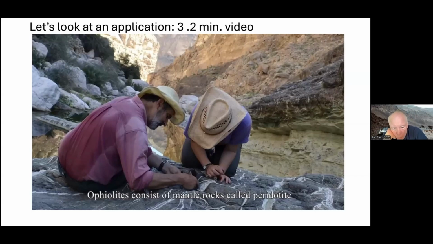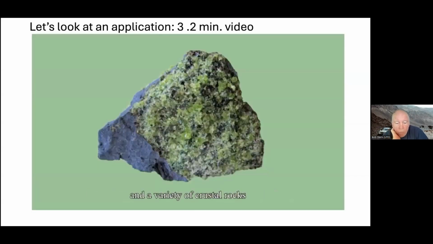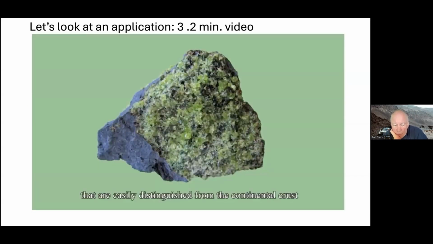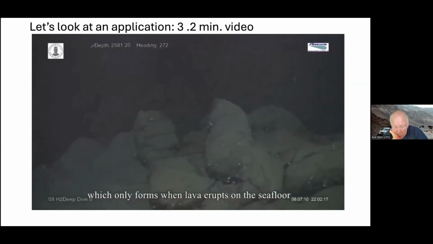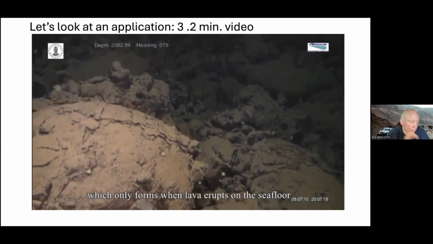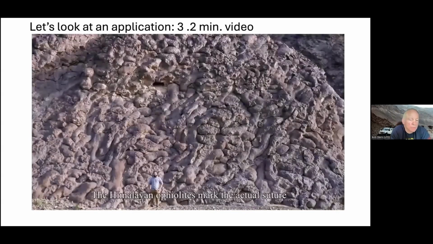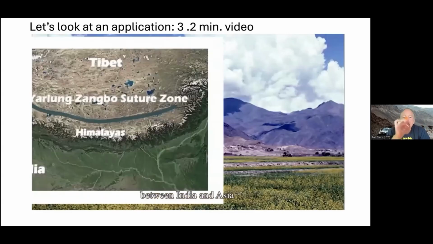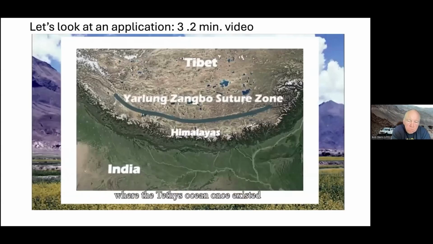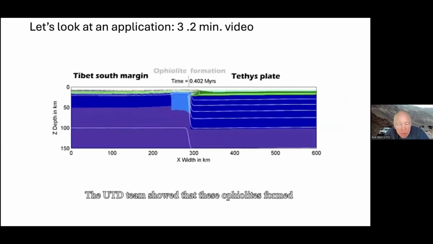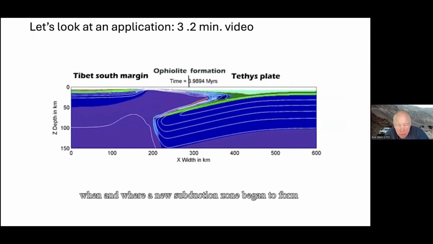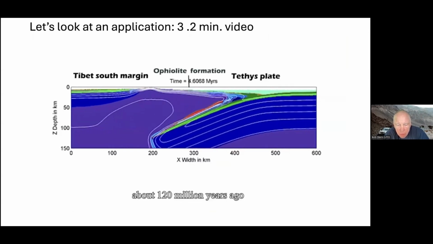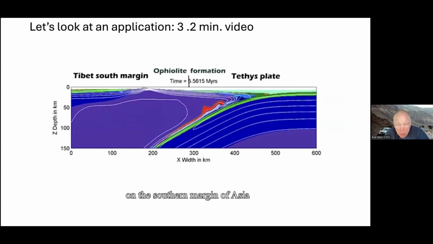Ophiolites consist of mantle rocks called peridotite and a variety of crustal rocks that are easily distinguished from the continental crust that they are emplaced upon. Ophiolite crust includes pillow basalt, which only forms when lava erupts on the seafloor. The Himalayan ophiolites mark the actual suture between India and Asia, where the Tethys Ocean once existed. The UTD team showed that these ophiolites formed when and where a new subduction began to form about 120 million years ago on the southern margins of Asia.